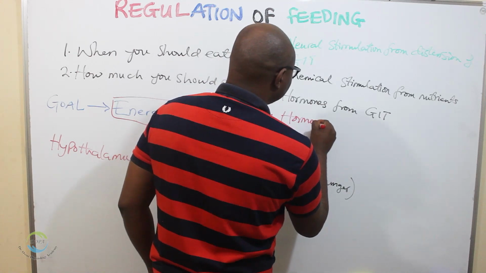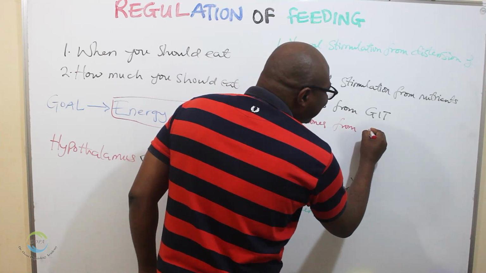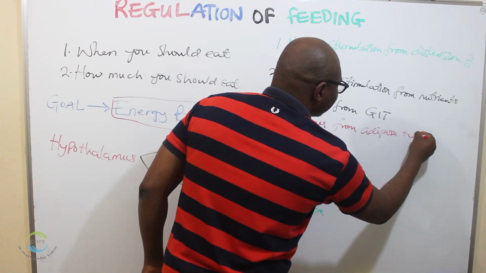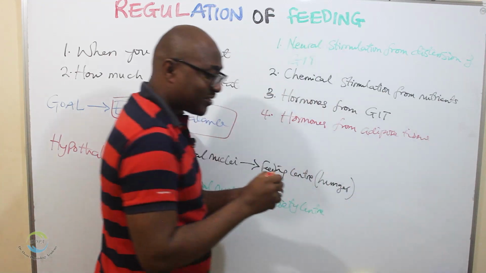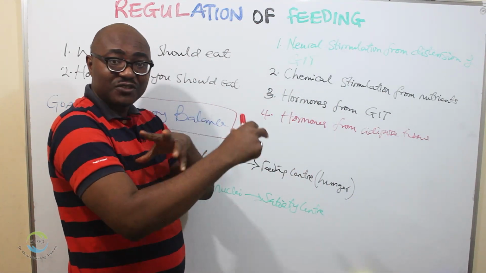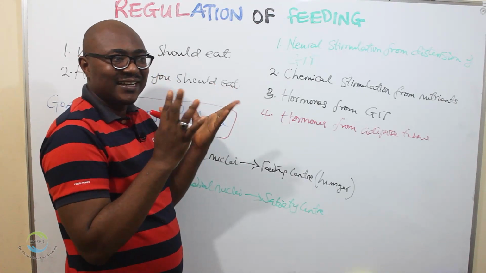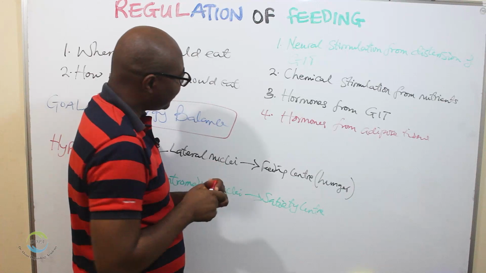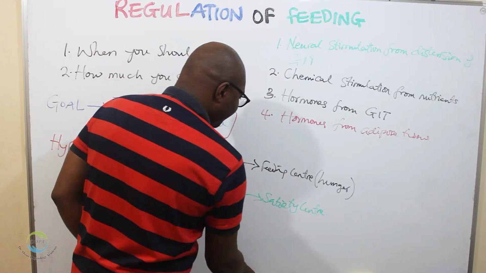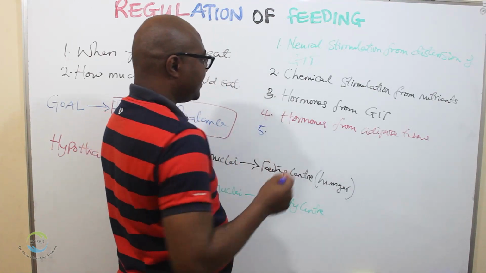So, another one, number 4, hormones from adipose tissue. It's a very interesting discovery. Now, this fat, adipose tissue, sometimes functions like an endocrine gland. It releases hormones. We'll talk about it. Hormones from adipose tissue.